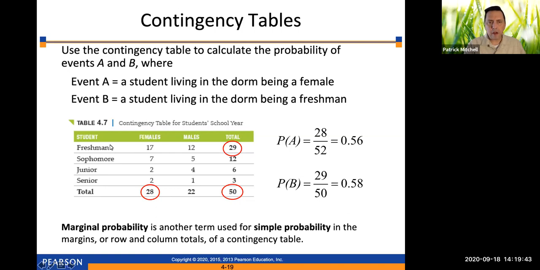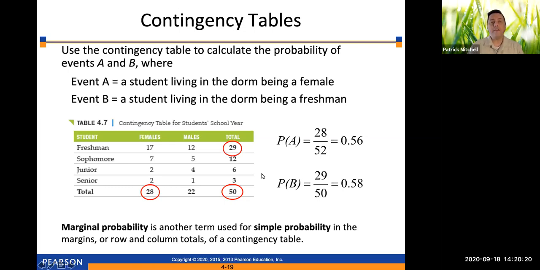We have all of these students divided up into categories: 17 female freshmen, 12 male freshmen, 7 female sophomores, 5 male sophomores, and so on. And then when you get to these so-called marginal numbers, which are the totals, it shows that there are 28 females, 22 males, for a total of 50 students. And those 50 students are also divided up into 29 freshmen, 12 sophomores, 6 juniors, and 3 seniors.